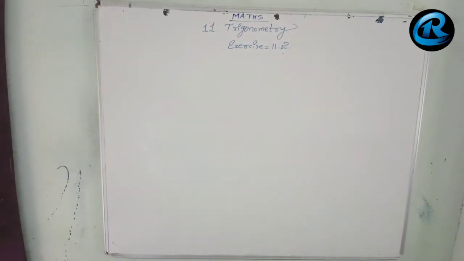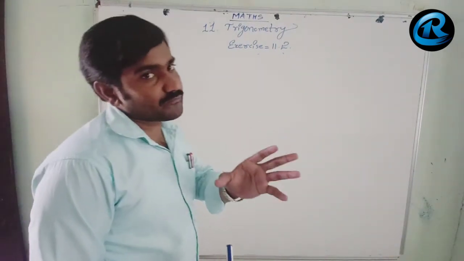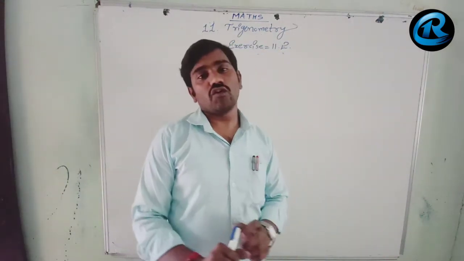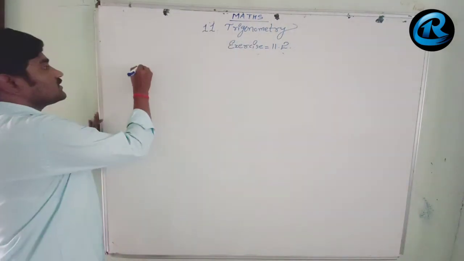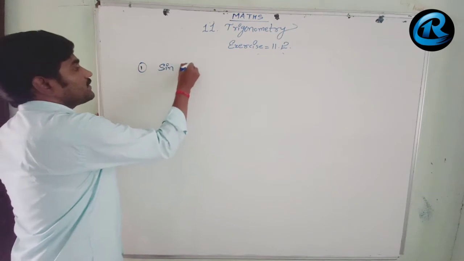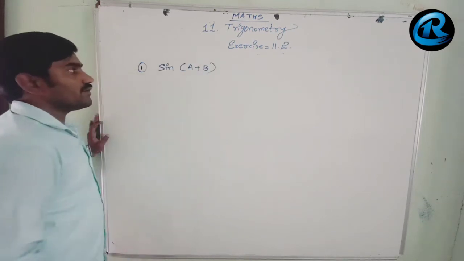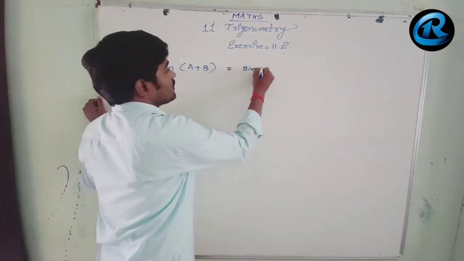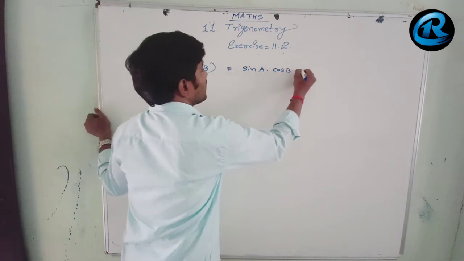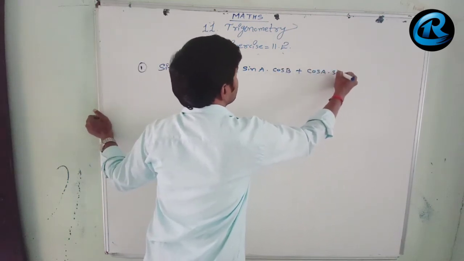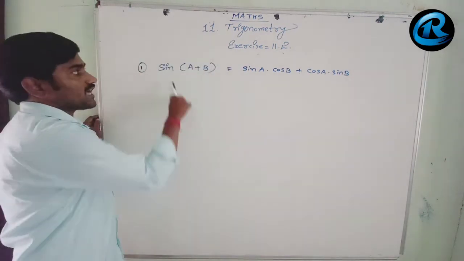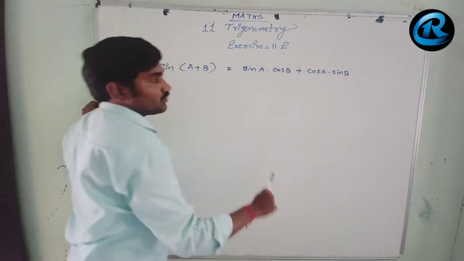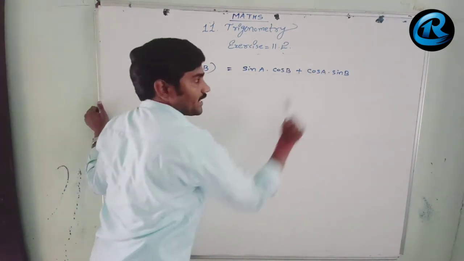Now we go for the third bit. But before that, we must learn four formulas and remember them. So what are the four formulas here? The first one is sin(A+B), where A and B are the two angles. Sin(A+B) equals sin A cos B plus cos A sin B. That is sin A into cos B plus cos A into sin B, like that.